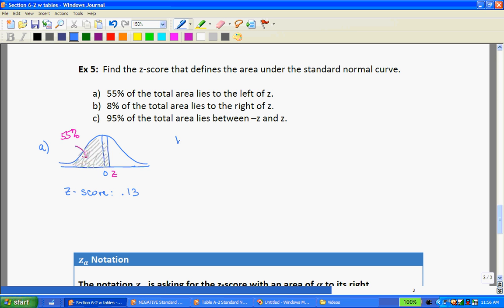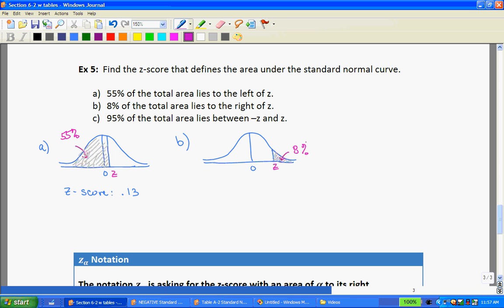Okay, let's take a look at B. 8% of the total area lies to the right of z. So I need a picture to know what's going on. I'm going to the right, so that means I need to be on this side, but this is a pretty small area, so I'm thinking my z is going to be right there. But I do know that this little area here, I already know that that is 8%. So I'm looking for something in the tail that's pretty small, 0.08.